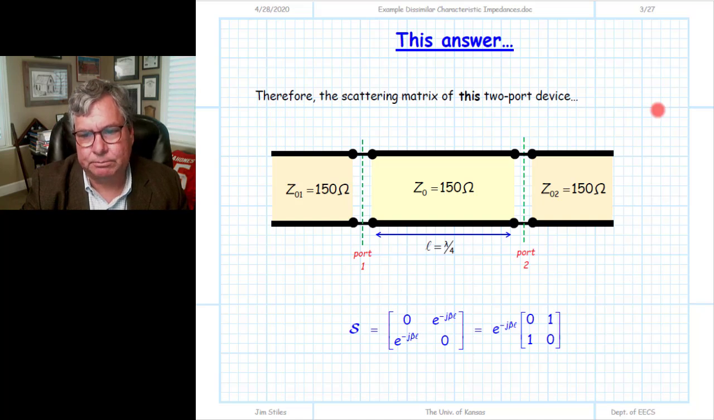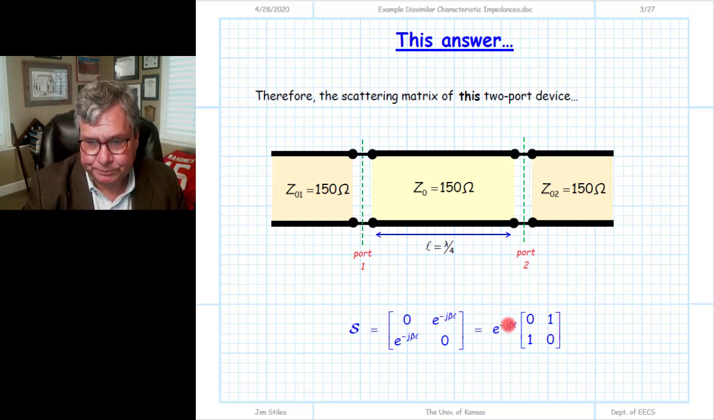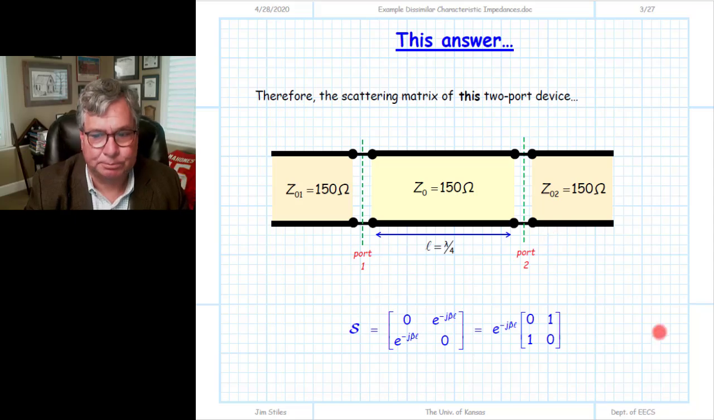This structure then, where we have 150 ohm characteristic impedance, 150 ohm characteristic impedance, and once again 150 ohm characteristic impedance with a length of transmission line, if this were our circuit, then we could use the previous result. This would be our scattering matrix for a length of transmission line. Of course, if it's a quarter wavelength, then e to the minus j beta L would simply become minus j, e to the minus j pi over 2. But of course, this is not the circuit we're trying to analyze here.